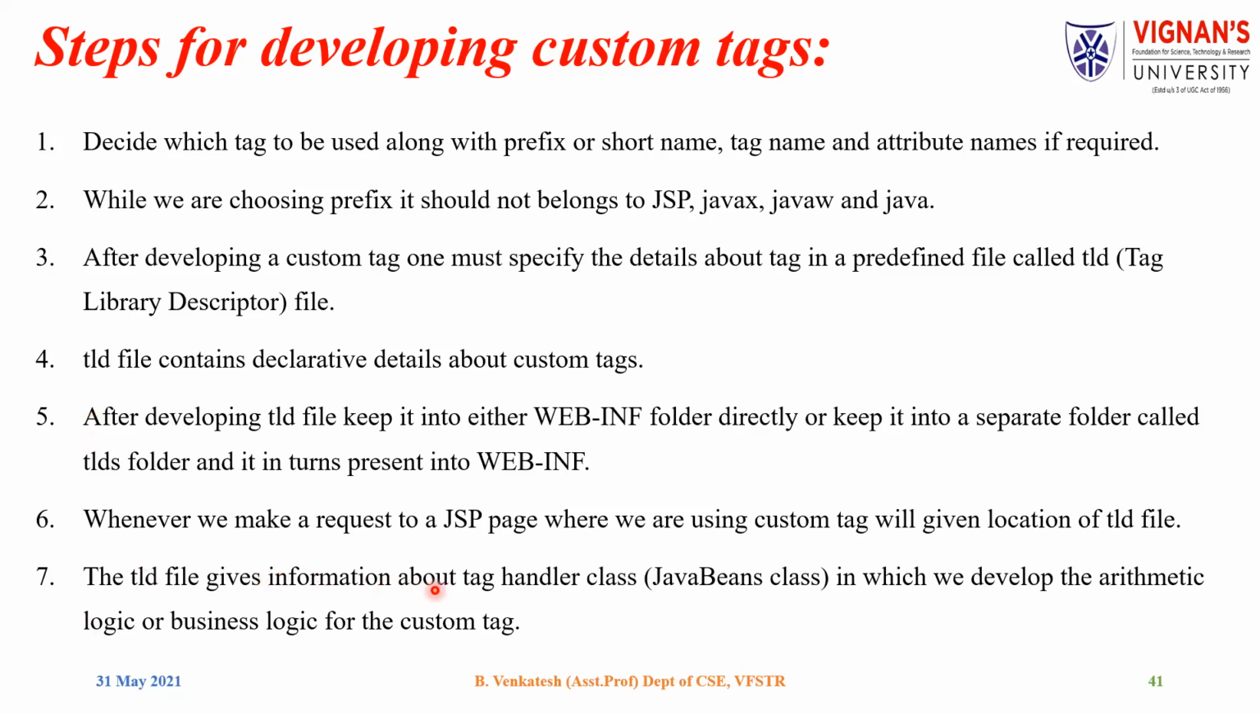The TLD file gives information about the tag handler class. This tag handler class is nothing but a Java Bean class in which we develop the arithmetic logic or business logic for the custom tag. For that custom tag we need one Java class, a Java file. Where that Java file is available and how we are going to invoke that particular Java file, this information is available in the TLD file.